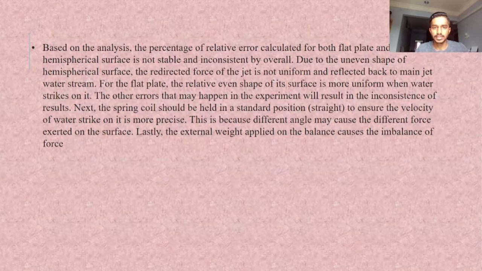For the flat plate, the relatively even shape of its surface is more uniform when water strikes on it. The other errors that may happen in the experiment will result in inconsistent results. Next, the spring coil should be held in a standard position to ensure the velocity of water striking it is more precise. This is because a different angle may cause a different force exerted on the surface. Lastly, the external weight applied on the balance causes an imbalance of force.